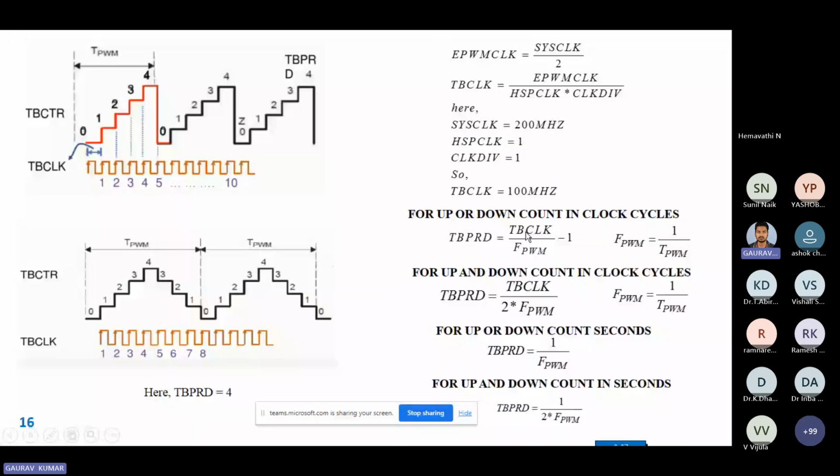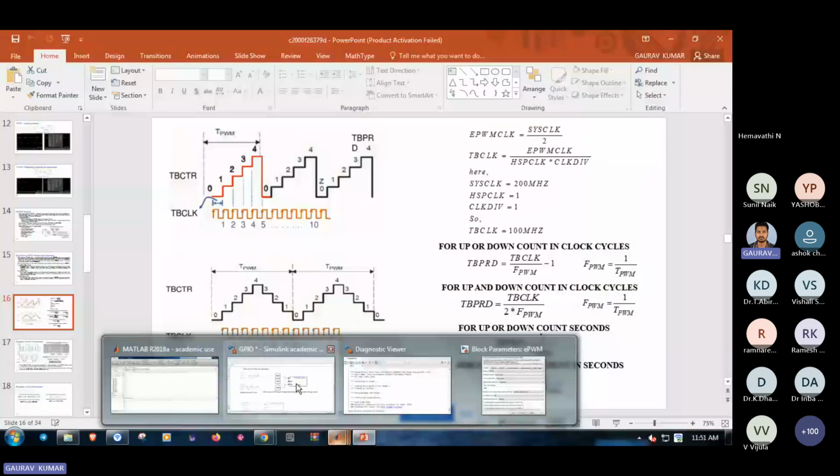So we have a TB clock of 100 megahertz and an FPWM of 10 kilohertz. So when we calculate it, it comes to 10,000, and 10,000 minus 1 is 4 times 9. So I have given the TBPRD value as 4 times 9. See this one, I have given the TBPRD value 4 times 9 for the 10 kilohertz pulse.